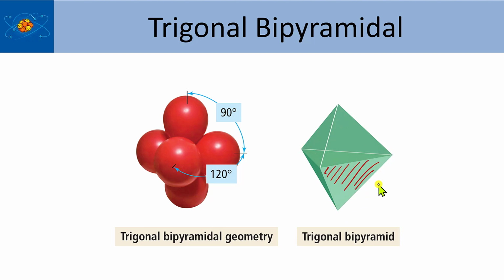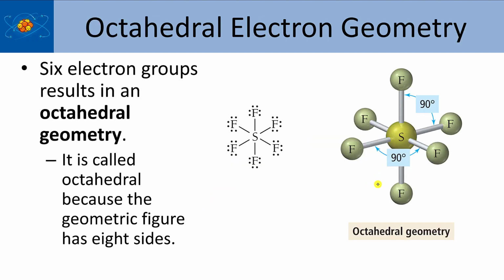Okay. Now we can add one more. And in fact, you could add 2 more, but as far as we go in this class, you can add 1 more. And now you have 6 groups on the central atom. So sulfur hexafluoride has 6 electron groups, no lone pairs. This is known as an octahedral geometry. And the reason they call it an octahedral geometry is because it makes an 8-sided object.